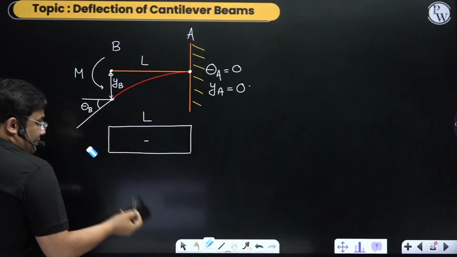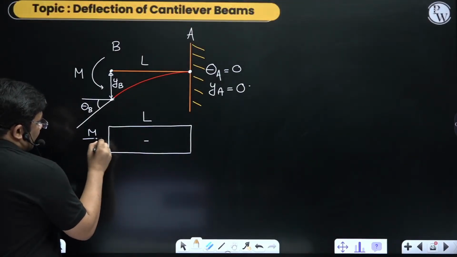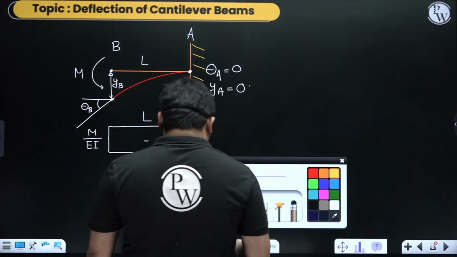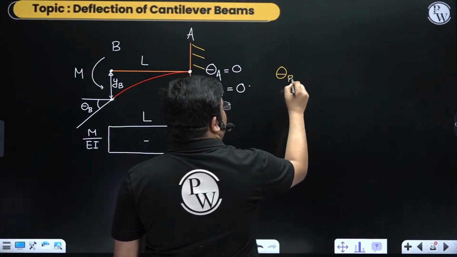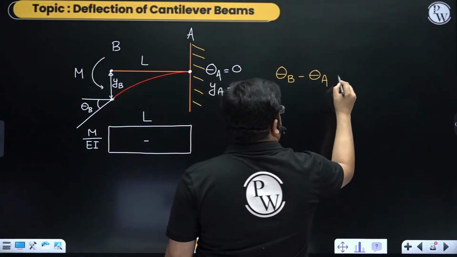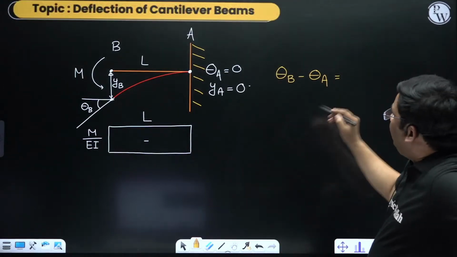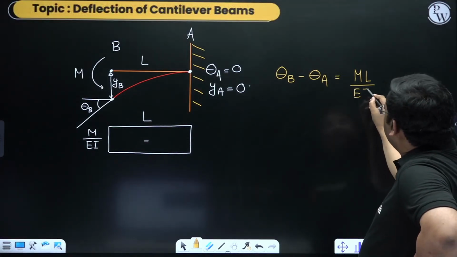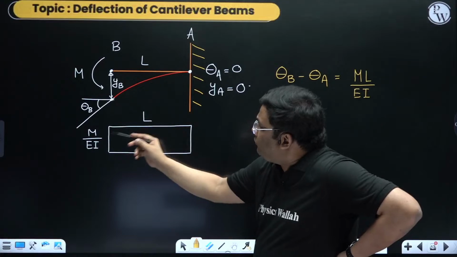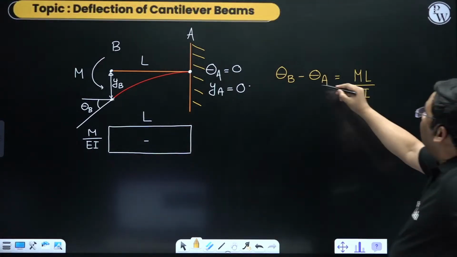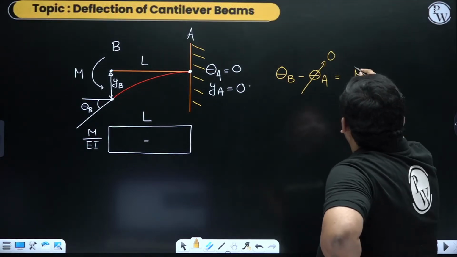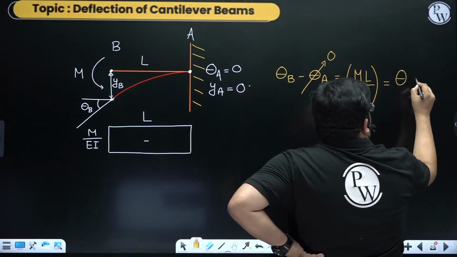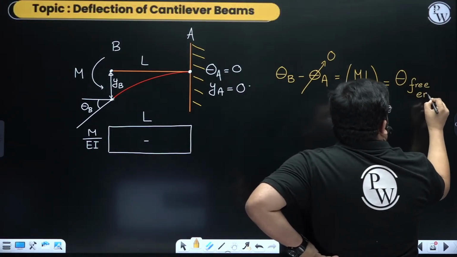But I need the M by EI diagram. So what I will do? I'll divide by EI. Very easy. Now if I use the formula, the difference of slopes is the area of the M by EI diagram. What is the area? It's a rectangular area, M by EI into L, so ML by EI. Theta A is anyhow 0, so the slope at the free end is ML upon EI.